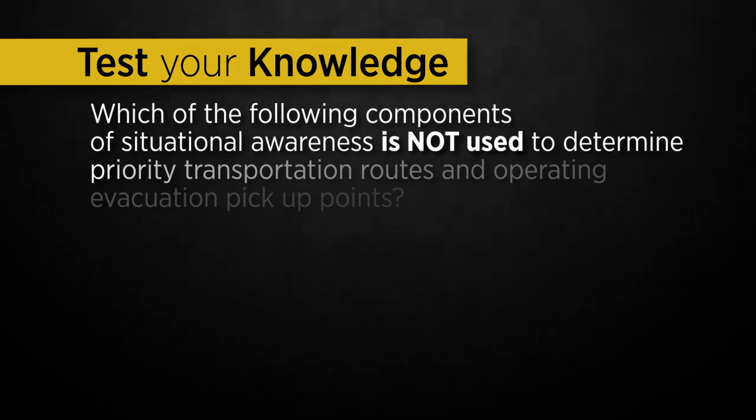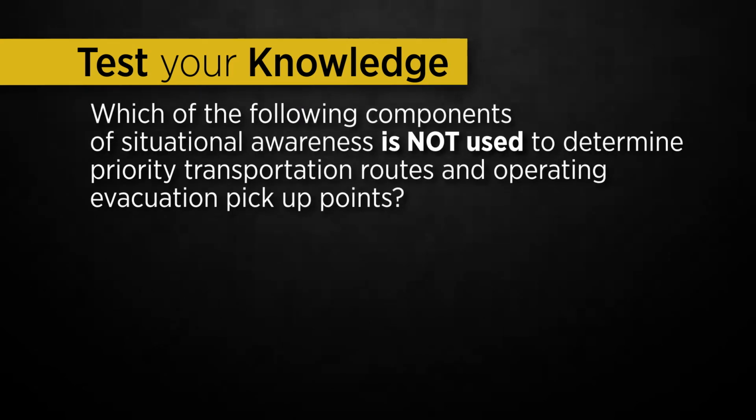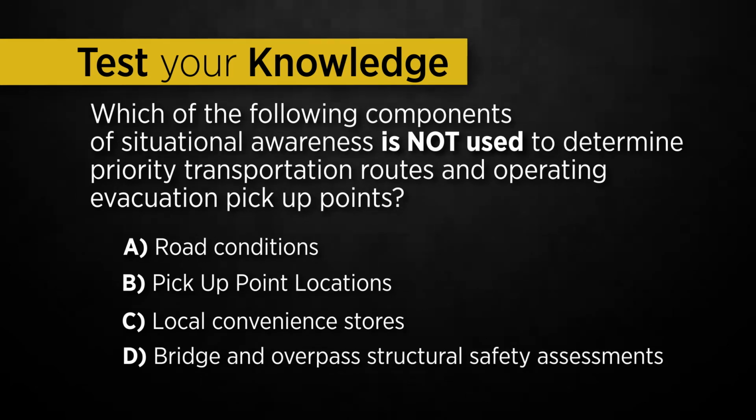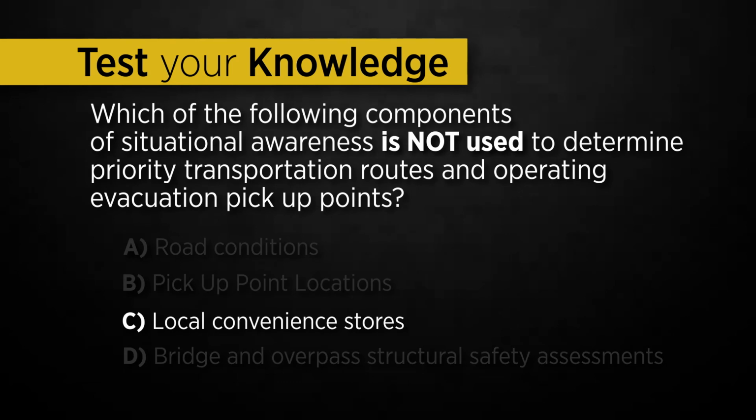Which of the following components of situational awareness is not used to determine priority transportation routes and operating evacuation pickup points? A. Road conditions. B. Pickup point locations. C. Local convenience stores. D. Bridge and overpass structural safety assessments. When assessing priority routes as a part of situational awareness, you will consider road conditions, bridge and overpass safety, and locations for establishing staging areas.